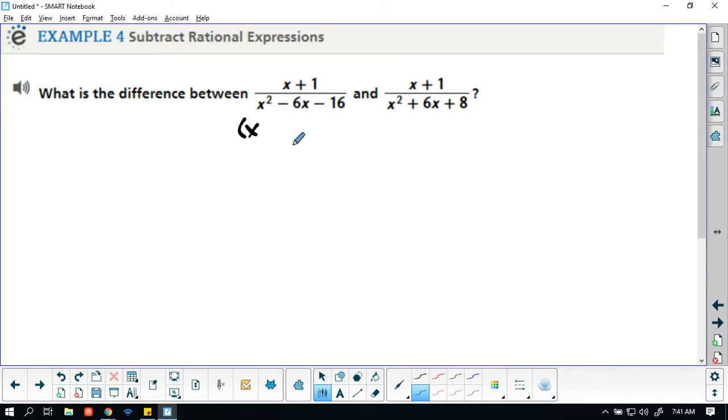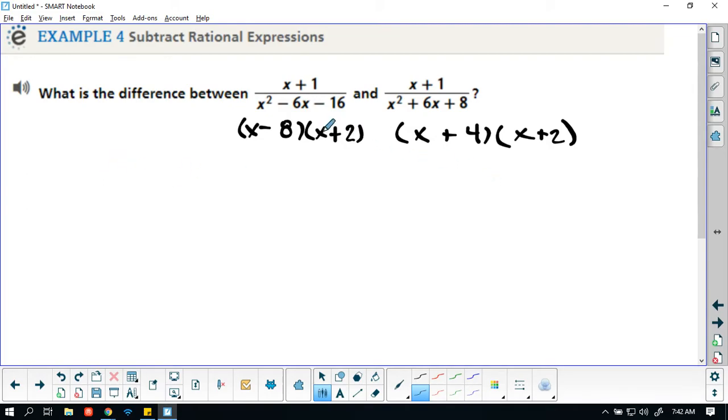So x, it's going to be x, so two numbers that multiply to give me 16, that add to get me -6. One of them is going to be negative. So I'm going to think 8 and 2. Because this is negative, the bigger number is going to be negative. And then this one is a positive 8. That gives me 6. So I'm going to go 4 and 2. And these both are going to be positive.